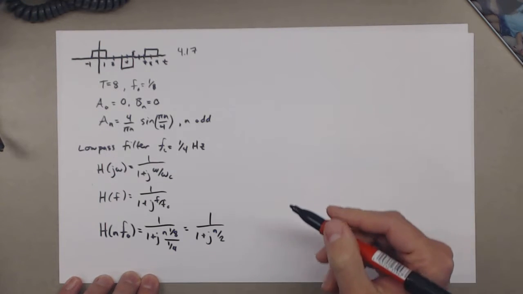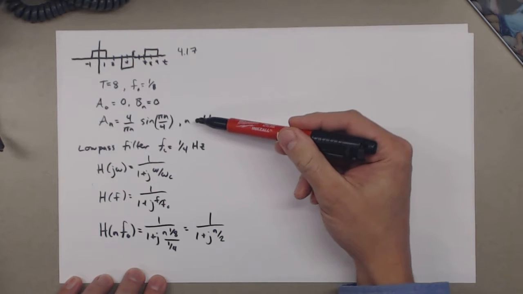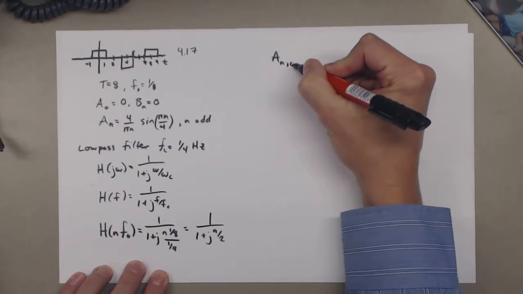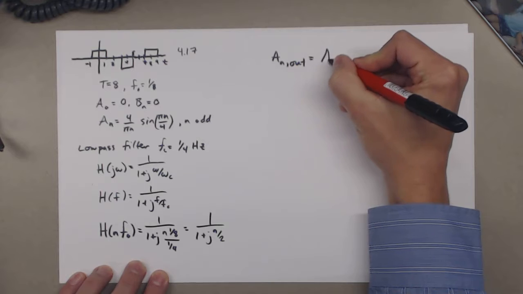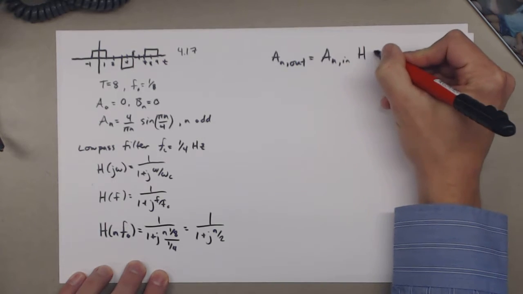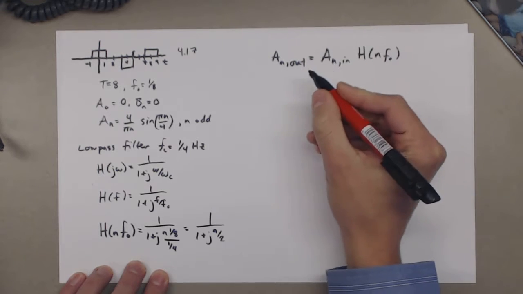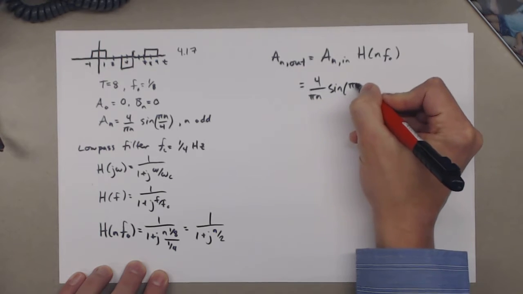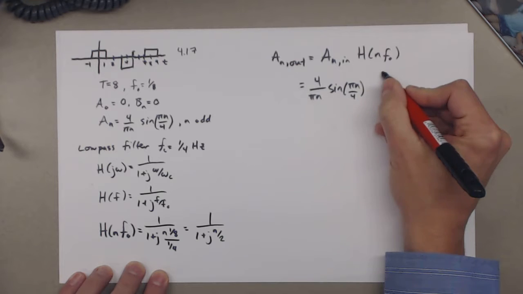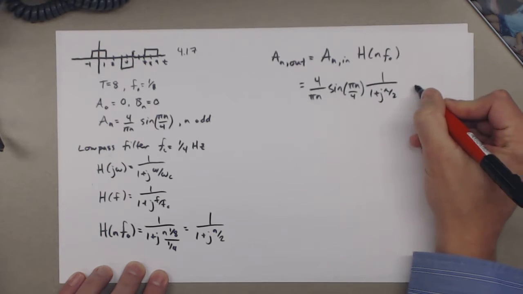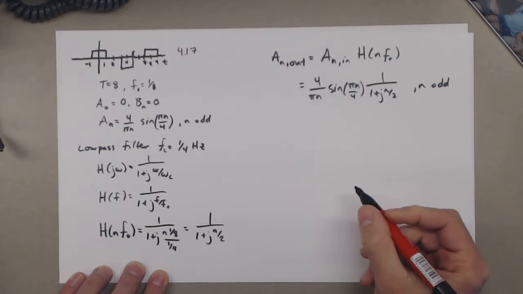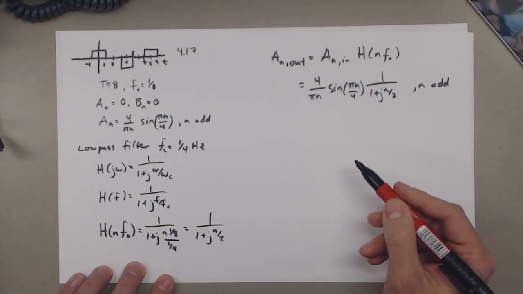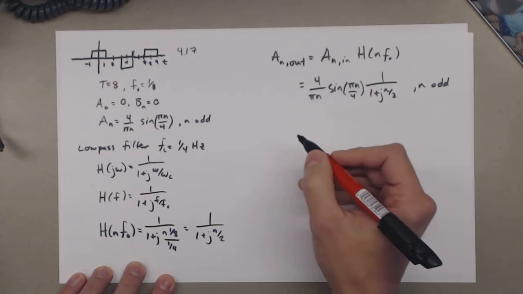And so if we want to know what happens as this goes through the system, we just have to look and see what the amplitude of each of our cosine waves does. So the output is just going to be a_n at the input times H of f naught. In this particular case, we just plug in 4 over pi n times sine of pi n over 4 times 1 over 1 plus j n over 2. And again, just for odd terms of n. We might want to turn this into magnitude and phase terms, or we might want to just go ahead and plug this into a calculator or MATLAB.